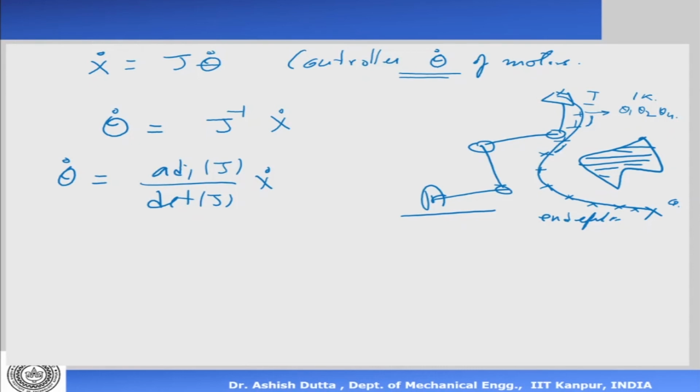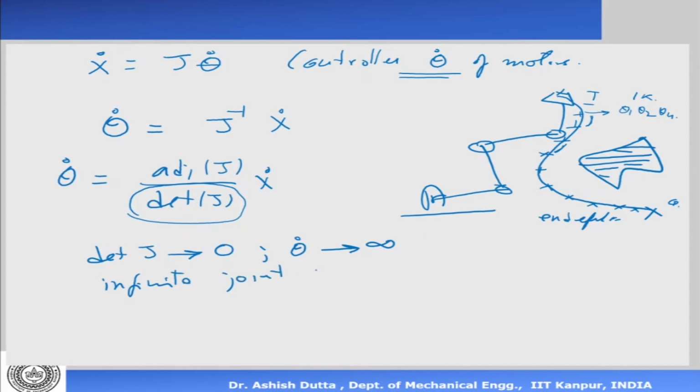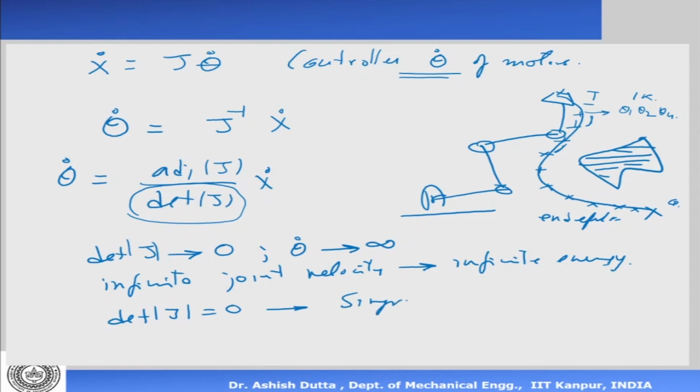Now, in terms of energy, you see that the relationship is governed by the determinant of J. Determinant of J comes in the denominator. So if determinant of J were to go to 0, then theta dot will go to infinity. This basically means that infinite joint velocity means infinite energy. So to produce infinite velocity, you need infinite energy in the motor. Now that's not possible. And such points where determinant of J is equal to 0 are called singular points, or singularities.